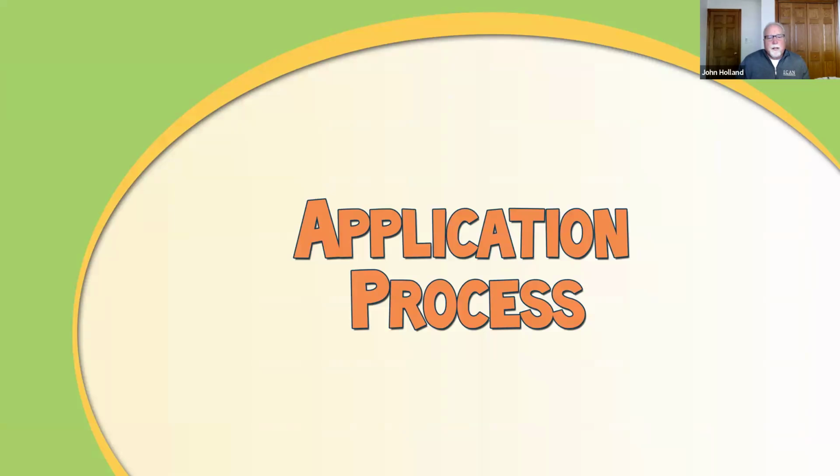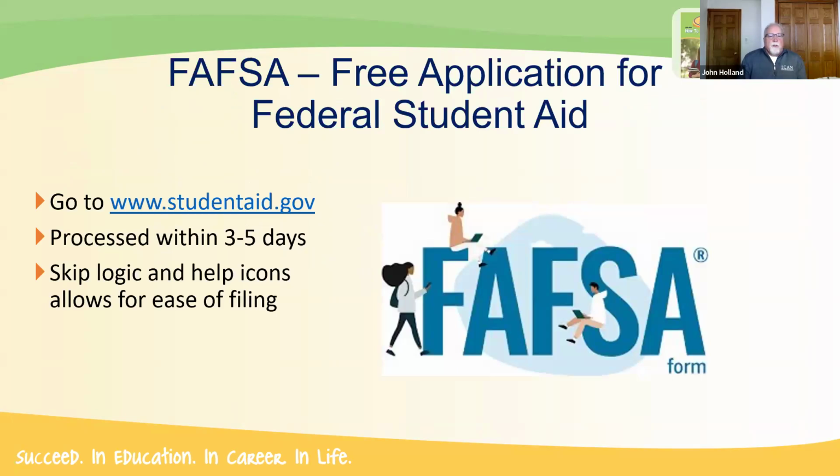So let's talk a little bit about how a student would actually go ahead and apply for financial aid. The way that they would apply is they go to this Department of Education website. The website address is studentaid.gov. You would go to that website, you would complete the application, and it's usually processed within about 3 to 5 days. When a student applies through this application, the application has what we call skip logic. So they ask the student certain questions. Depending on how they answer those questions, then it might not show questions later on.